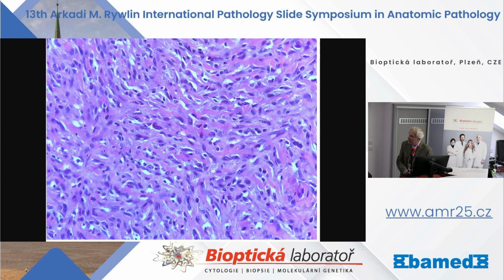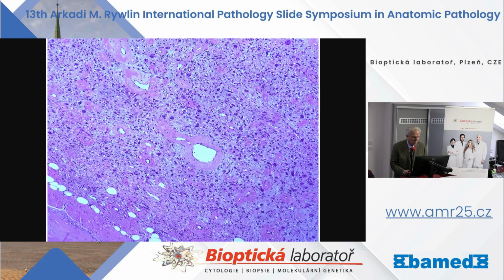Here, in the component with more spindle cells, the cells are sometimes eosinophilic, and there is collagen between the cells, indistinct cytoplasmic borders, very few mitoses, and all the cells are the same, all spindle. In another part, the cells are more pleomorphic, no mitosis, but very pleomorphic.